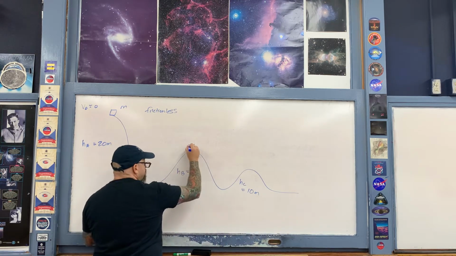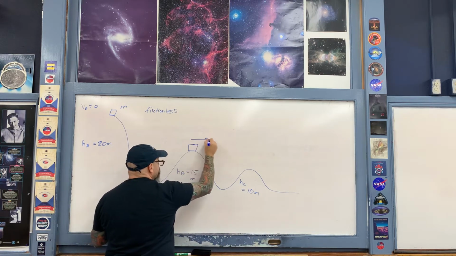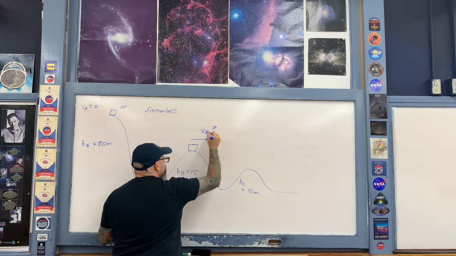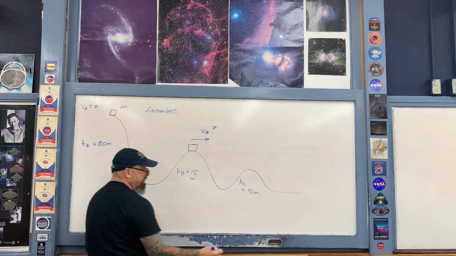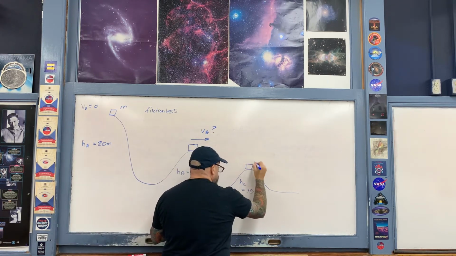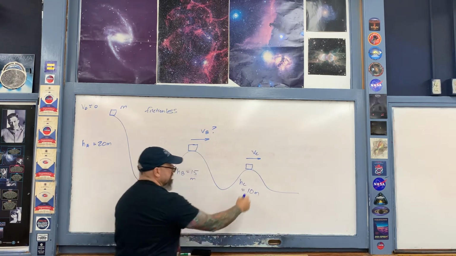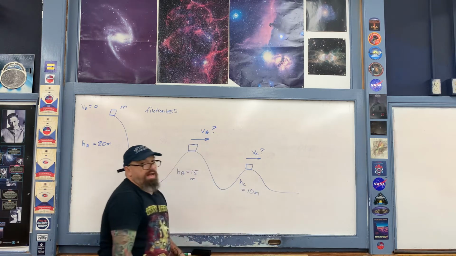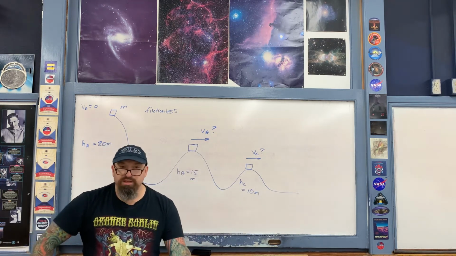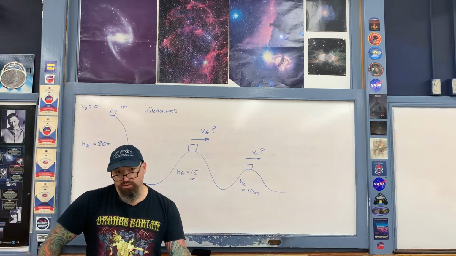And then what we're going to calculate when we do the problem in just a few moments is the speed here at the top of Hill B. We'll call that VB. And then right here we'll calculate the speed at the top of Hill C. We'll call that VC. So these two are unknown. However, before I do the example, let me give you a short primer on roller coasters.